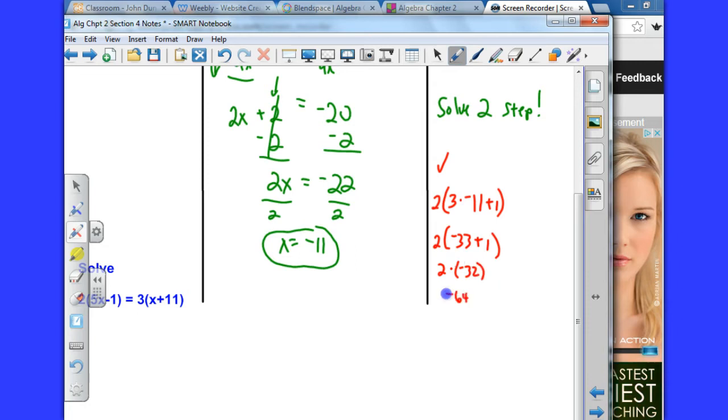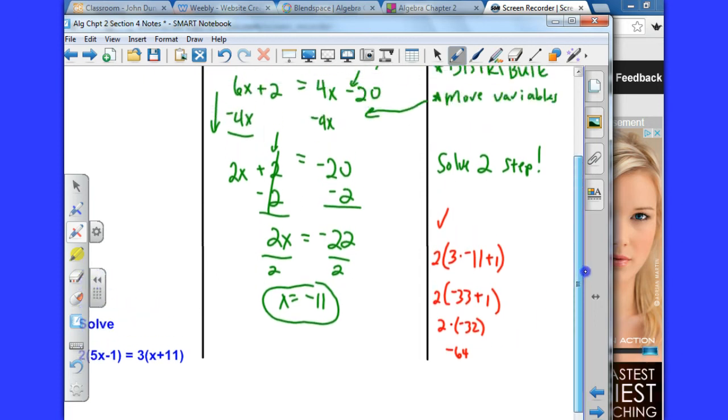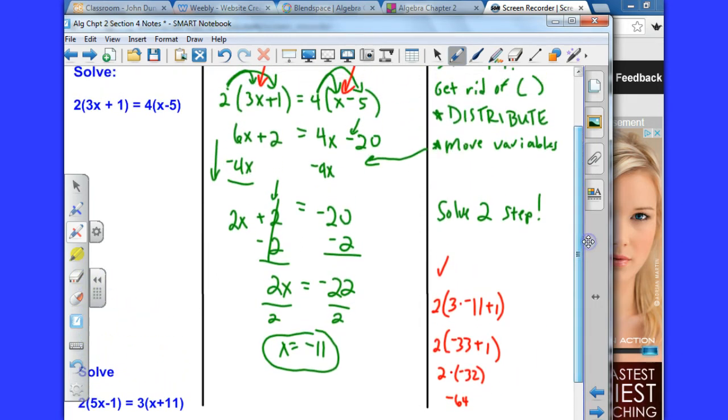All right, well, that looks good so far. Let's try it on the other side. Got to scroll back up, see what we had up here. The other side, so it was 2 times 3x plus 1 is equal to 4 times x minus 5. So we're going to go 4 times x minus 5. That would be negative 11 minus 5. I can squeeze it in there.